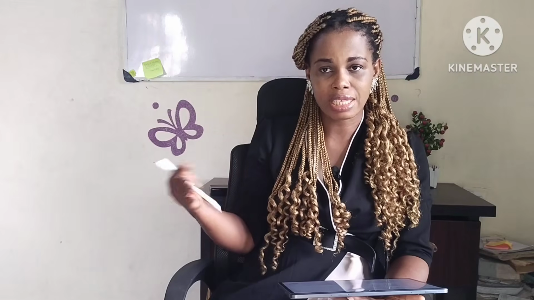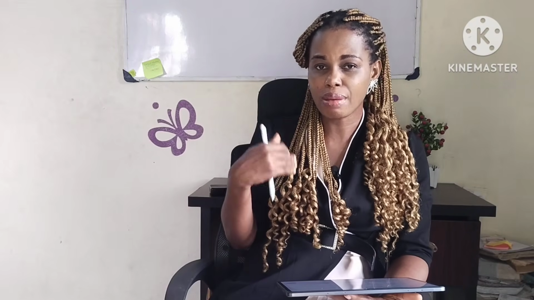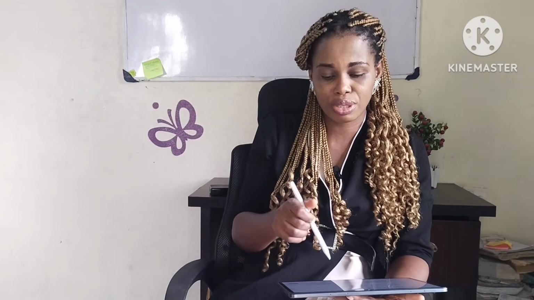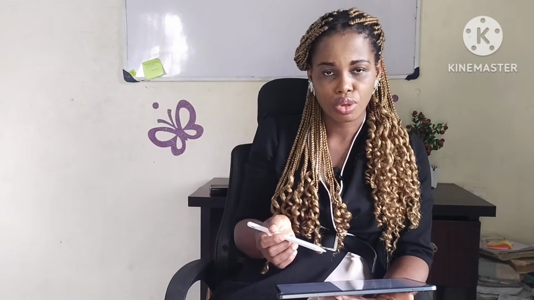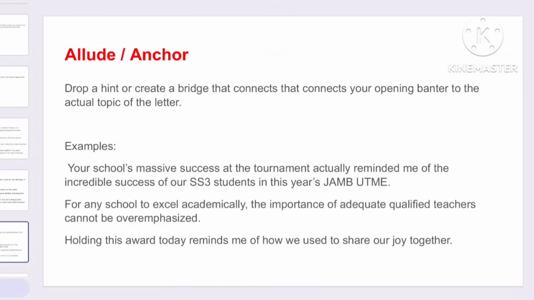For example, the first one talked about my friend's school winning the tournament and how I am still celebrating. Such an event could remind me of the celebration we are having in my own school about the academic success of the students in my school. All right, so you just create a bridge, something that connects your previous banter to the topic of the letter. Okay, let's see what I have here. Here you drop a hint or create a bridge that connects your opening banter to the actual topic of the letter.